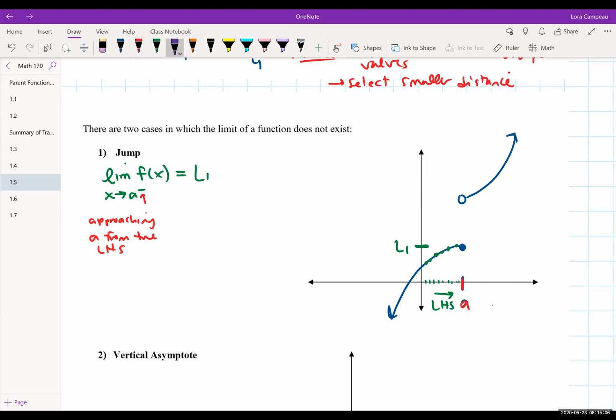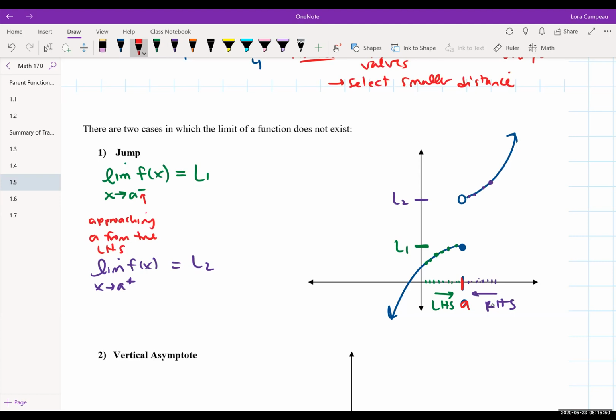And similarly, if we play with this direction, coming from the right-hand side, picking all these X values and looking at all these corresponding Y values, it appears that those Y values are approaching a different value. If we were to write this notation, that would be the limit of f of x as x approaches A. This time we're coming from the right-hand side, so you're going to see a positive sign denoting this X value. And that's equal to our second limit, a different number.